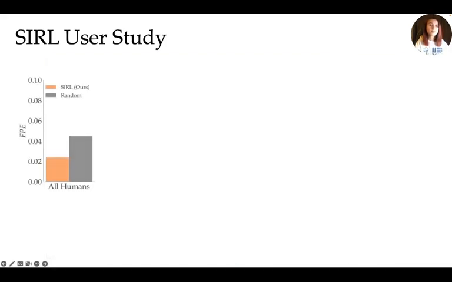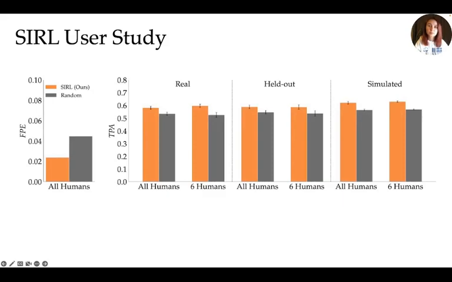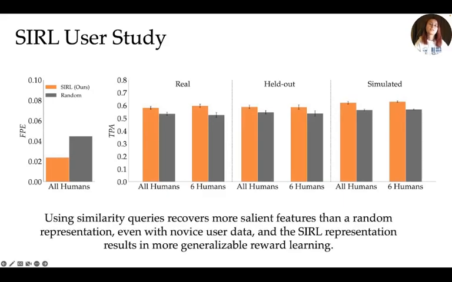And what we found is that with both the feature prediction error and the test preference accuracy, SIRL does better than a random embedding, which was our best performing baseline.